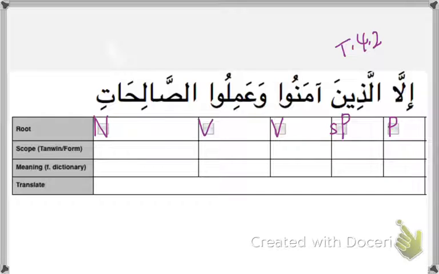Let's identify the meanings of the particles. Illa means except. From table 4, Alladina means the ones who. Okay, then we go to the noun.